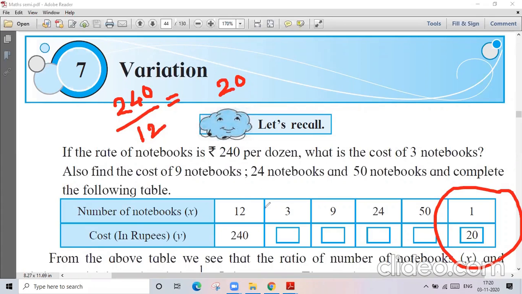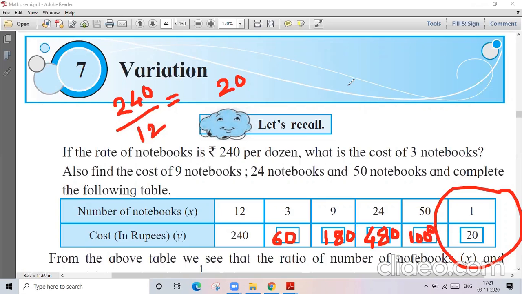So similarly for 3 notebooks, 3 ला किती असणार? Multiply करो 3 से, it will be 60 rupees. For 9, 9 to the 18, 180 rupees. For 24, 24 ला किती असणार? 480 rupees. समजलं? 50 notebooks ला किती असणार? 50 notebooks ला 5 to the 10, 1000 rupees. समजलं तुम्हाला सगळ्यांना?